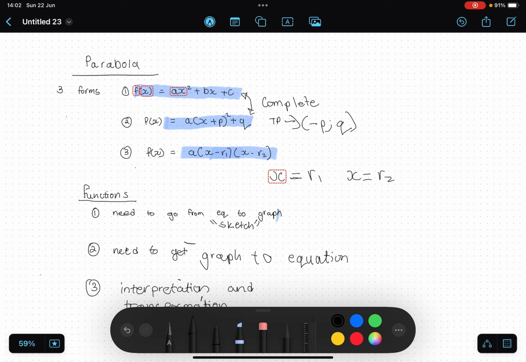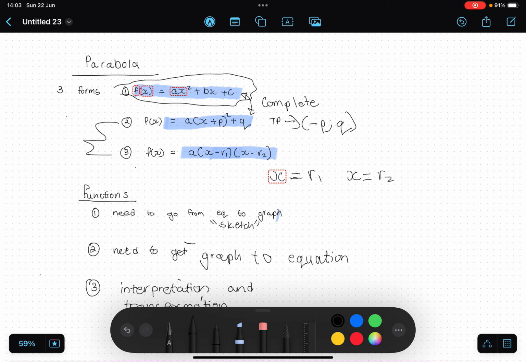Okay, so these are the 3 forms that we use to draw and also not only to sketch parabolas, but sometimes we need to go from a sketch to an equation, and we will be asked sometimes to go to the top one, but sometimes it'll be easier to use these two to get to that top expression. So we'll look at that in part 2 of this video.